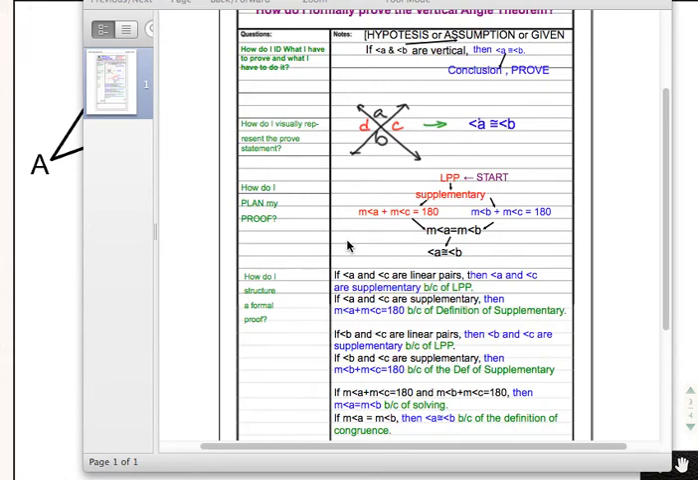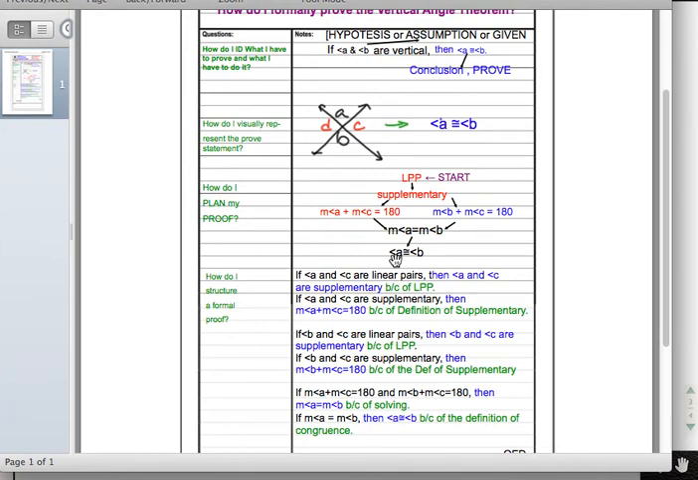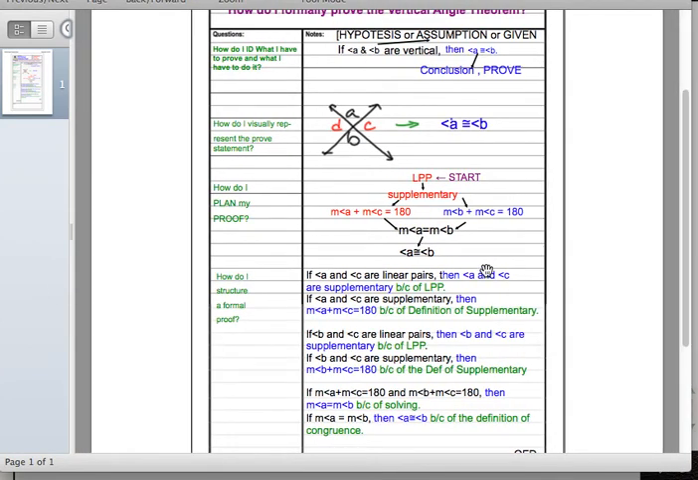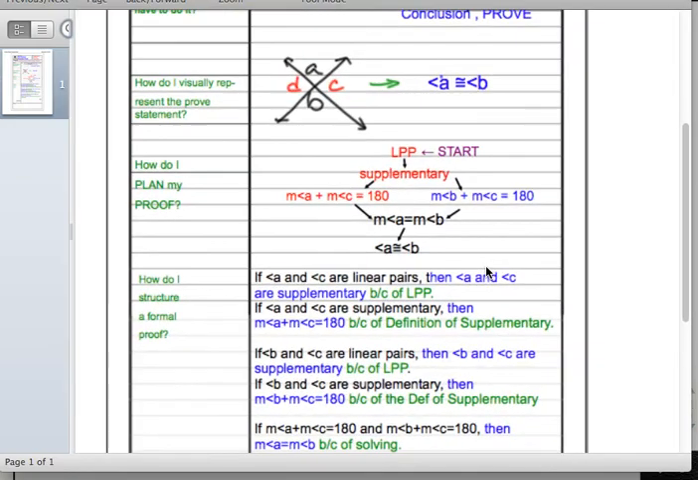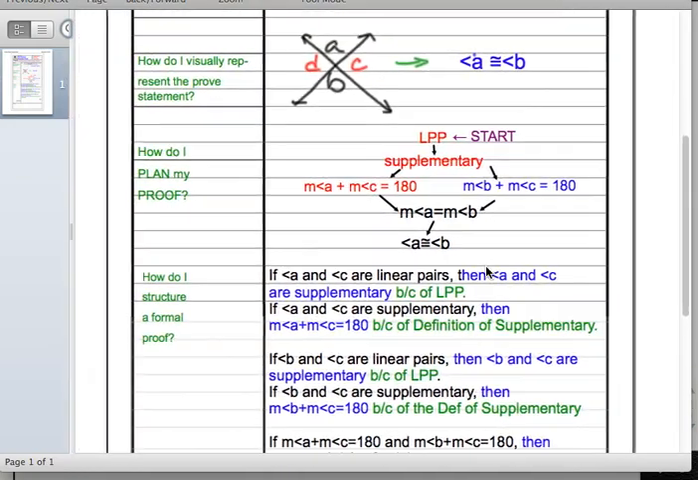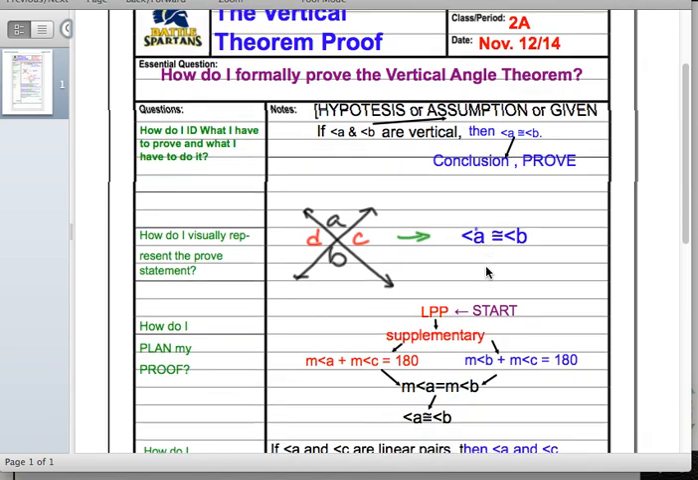Okay, ladies and gentlemen, welcome to part two of today's lesson. First, let's talk about this crazy thing I had you guys write. Now, this is a vertical angle theorem proof that we wrote together. In fact, we actually kind of wrote it twice. Once really messily, and then the second time we did a whole lot more formally using Cornell notes.